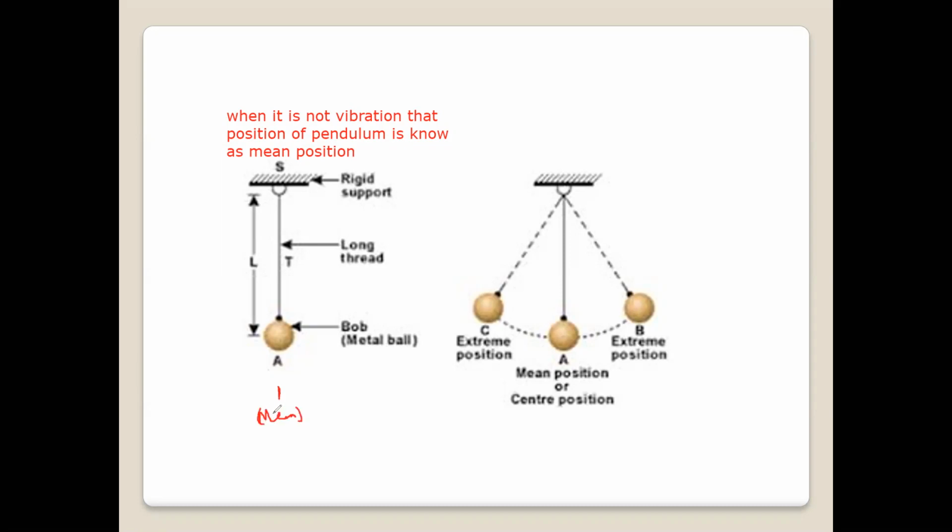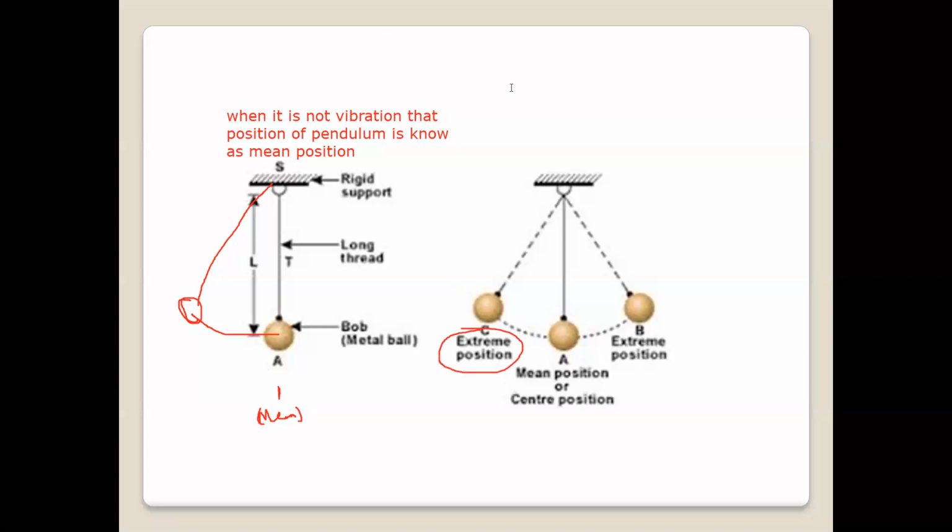But a pendulum cannot vibrate on its own. You have to make the pendulum vibrate. From its mean position it cannot vibrate, so you will move the pendulum either towards right or left. For example, if I move it towards left, I move the pendulum to position C. The final position, the last position to which we move the pendulum, is called the extreme position.